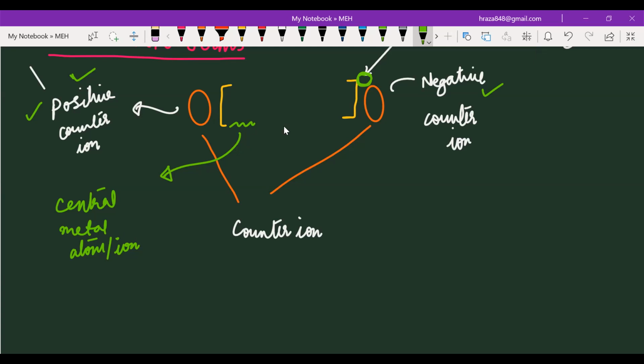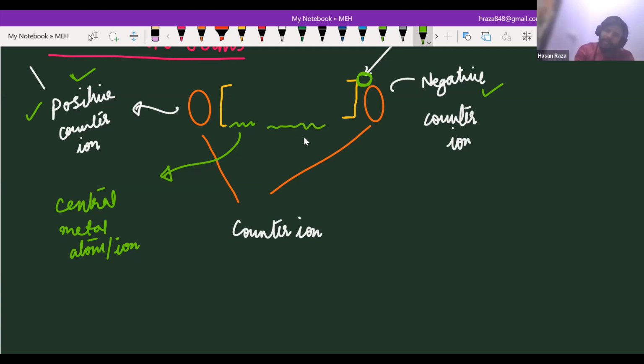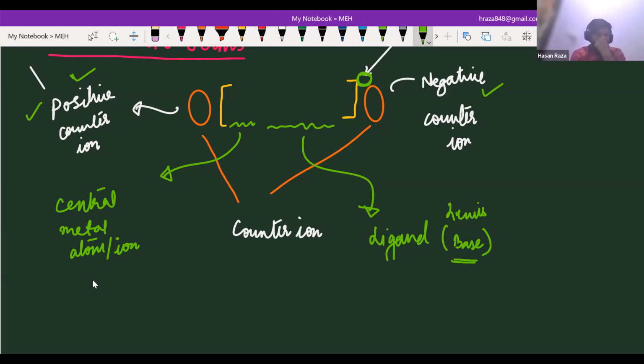Yes, sir. And after this, whatever is present is called ligand. Ligand is also known as base. It acts as a base, basically a Lewis base. And this central metal atom is treated as an acid, or you can call it a Lewis acid. Why is it so? Because it accepts electrons.